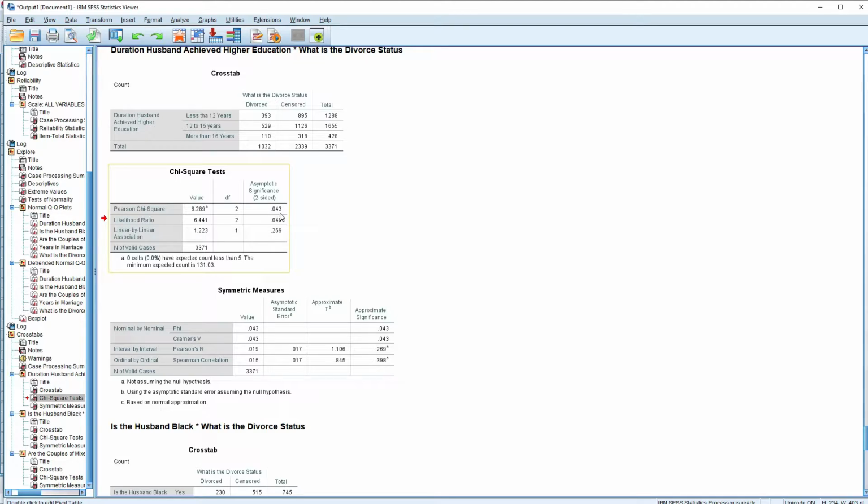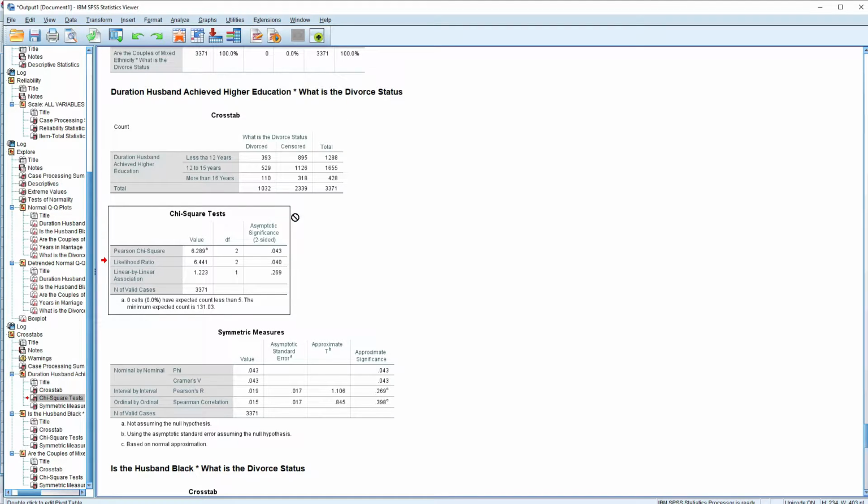It is critical. If this value is less than 5%, or less than 0.05, there is a significant association between the husband receiving higher education and the divorce status. There's a significant association between the husband receiving higher education and the divorce status. Therefore, we are going to assess the correlation so that we understand to what degree higher education affects the divorce status.